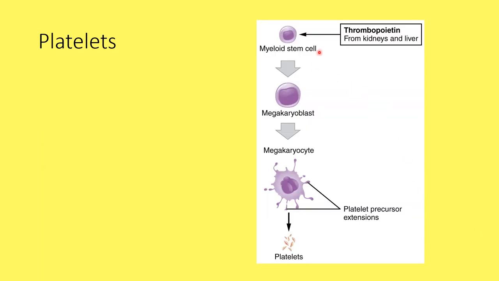And just briefly, once again, you're going to start off with the stem cell. It enlarges, makes this megakaryoblast, which turns into a megakaryocyte. And it's the fragments that break off from that that are the platelets. So even though platelets are classified as a formed element, they're not really a complete cell.